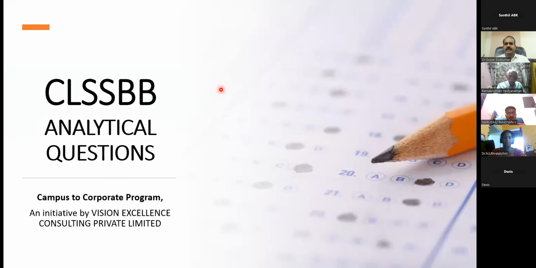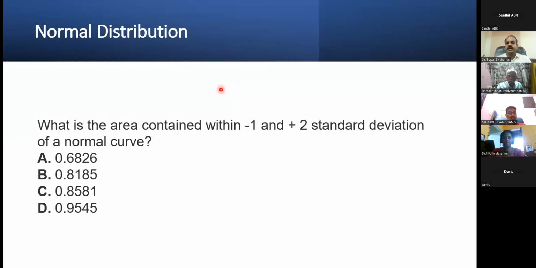Don't hesitate to practice along with me. And if you are not understanding, don't hesitate to ask questions also. So first question, what is the area contained within -1 and +2 standard deviation of a normal curve?